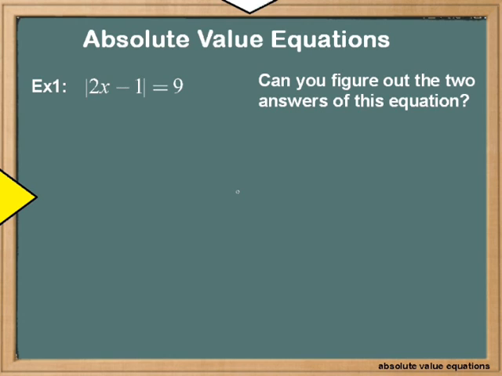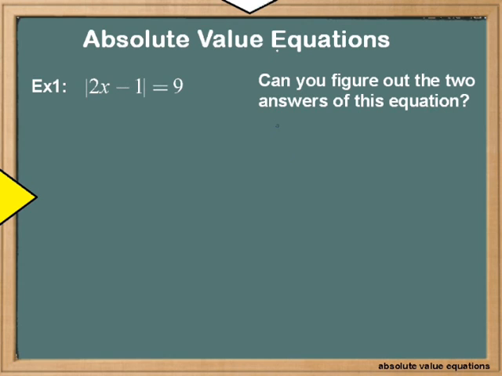So here we have in example 1, the absolute value of 2x minus 1 equals 9. I want you to figure out, if you can, the 2 answers of this equation without me even telling you how to do it algebraically. So I'm hoping that you can look at this equation and mentally plug in values for x and see if you can find the values for x that would make that equation true. And remember, there are 2 of them. So why don't you press the pause key and take a look at that and see if you can figure it out.